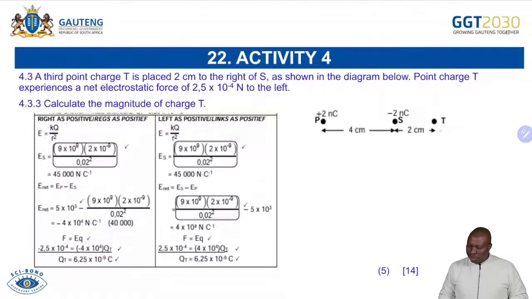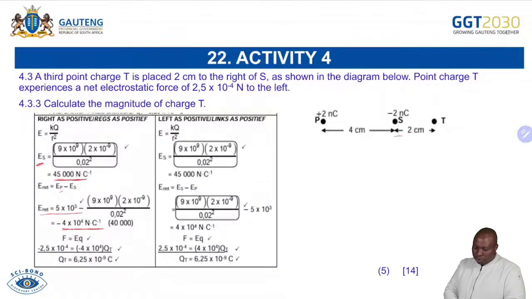So you do the force due to S and the force due to P, the force due to S and the force due to P. And then with no problem, you know that, okay, I got that one is 45,000 Newton per kilo. And then when you do your E net, which is EP minus ES, you are having E net like that. And then upon substitution, you get -4 times 10 to the power of 4, or you get 40,000 Newton per kilo as your electric field.